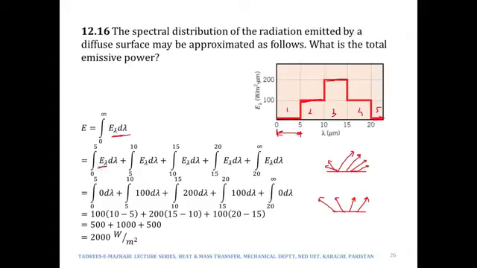What is the value of E lambda in the band 0 to 5? It is 0, so the integral would be 0 and this term will not exist. The value of E lambda in the band 5 to 10 is a constant, 100. It could have been 100 times lambda, and then we would have had to integrate lambda, which gives lambda squared by 2. Then it is 200 in the 10 to 15 band, again 100 in the 15 to 20 band, and in the last band it is again 0, so this term would not exist as well.